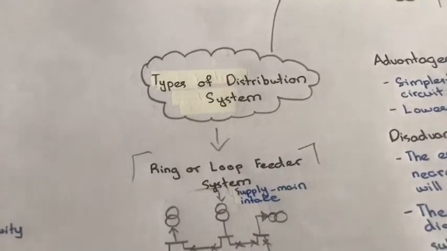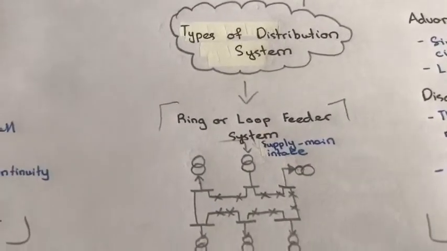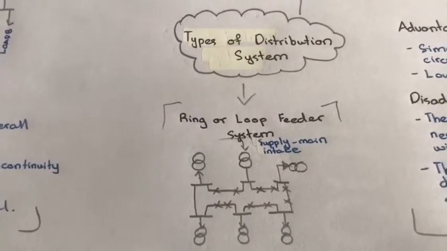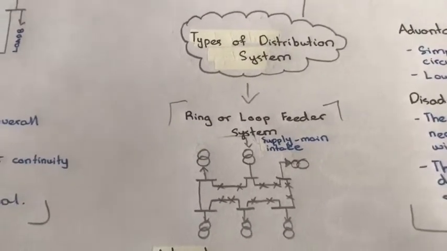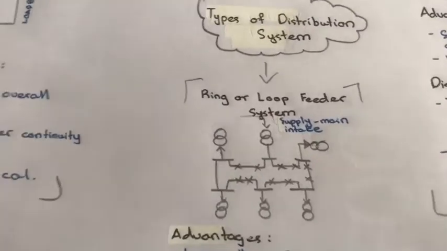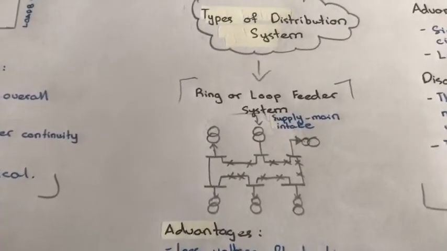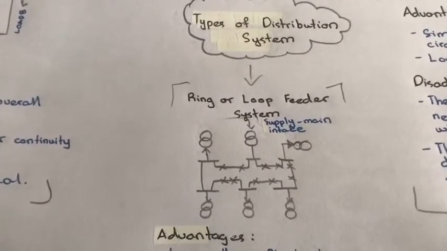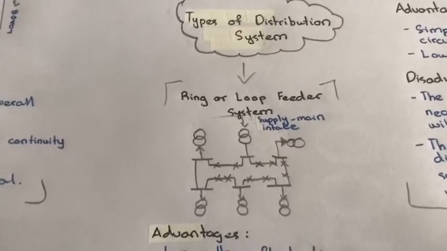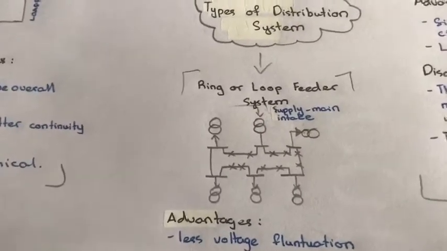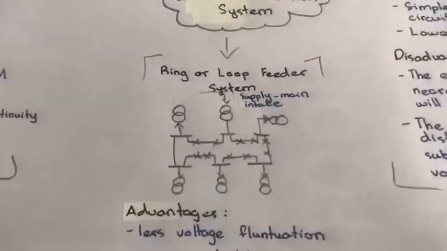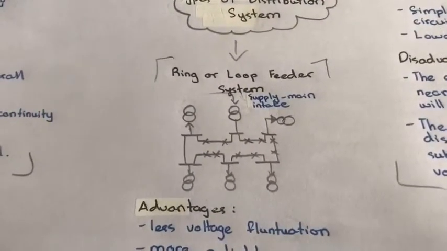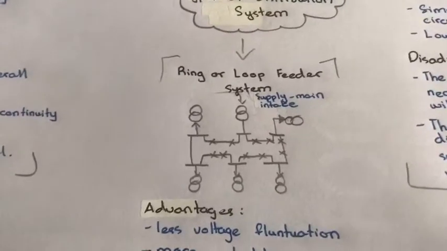The ring or loop feeder system has two paths between the power sources, which are the substation, service transformers, and each customer. In this system, the primary of the distribution transformers forms a loop. The loop circuit starts from the substation bus bar, makes a loop through the area to be served and returns to the substation. In terms of complexity, a loop feeder system is only slightly more complicated than a radial system.